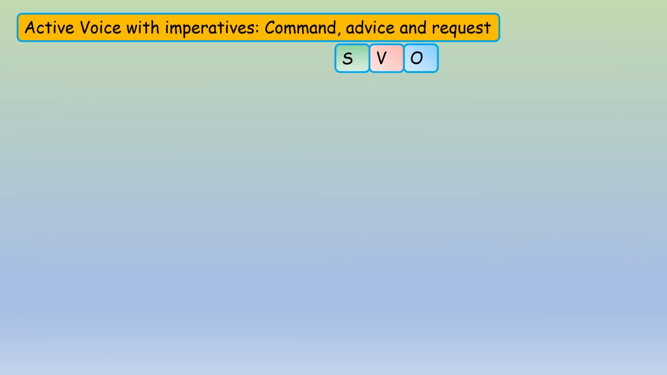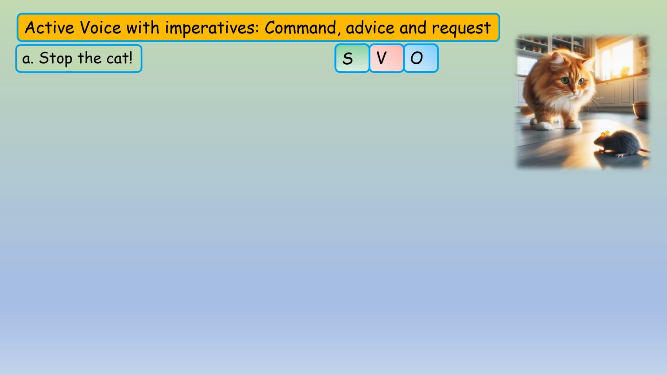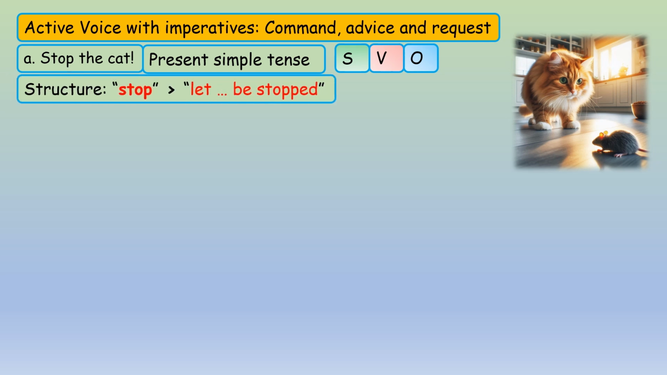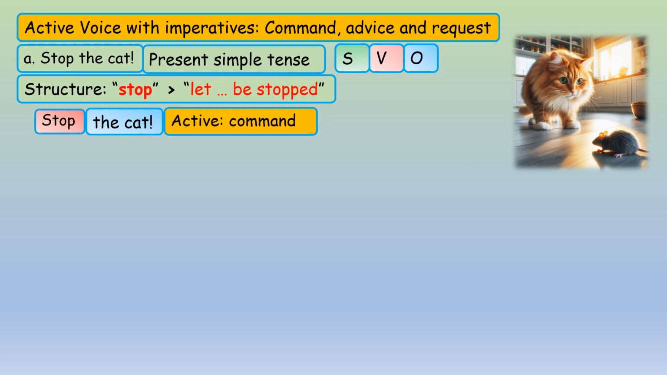Active voice with imperatives, command, advice, or request. Subject, verb, and object. Our sample sentence A. Stop the cat. It's present simple tense. The structure is stop becomes let be stopped in the passive voice. Stop the cat. There's no subject there. The verb is stop. The object is the cat. The subject is implied. It doesn't have to be written because the subject is always you. And that is an active command.